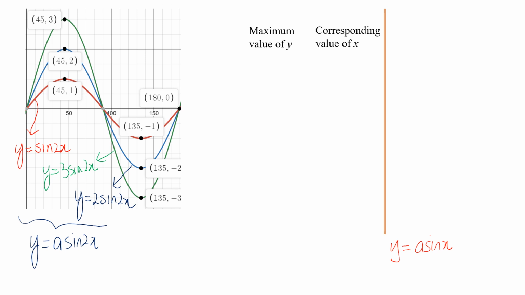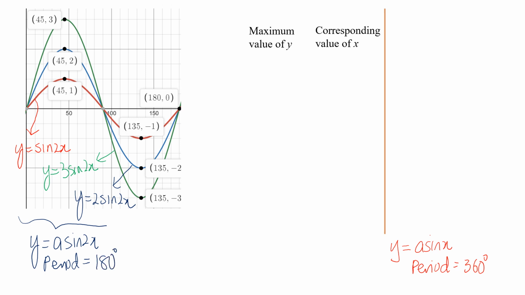The difference lies in the range given for one cycle. For y equals a sine x, you will see that the range is between 0 and 360, that means the period is 360 degrees. So for y equals a sine x, the period for one cycle is 360 degrees. However, for y equals a sine 2x, the period for one cycle is 180 degrees.